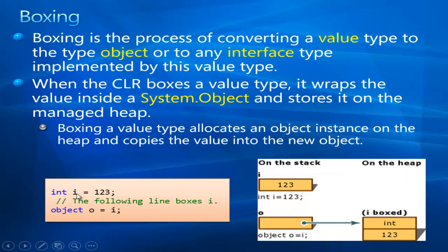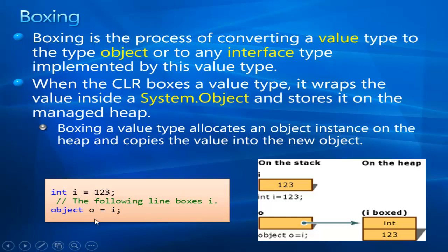If you say that int i is equal to 123, it just means that on the stack, the 123 is being stored with the variable i. Now, how do I place this i into the heap? The way in which you do it is you create an object, which is nothing but a System.Object. You create a variable of type object and then assign that i to this object. In that case, what is it going to do?